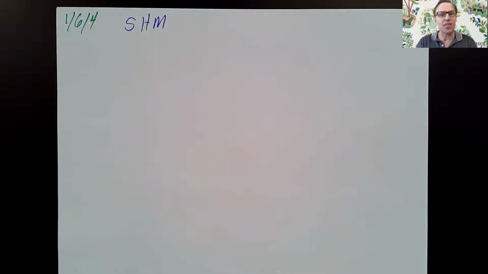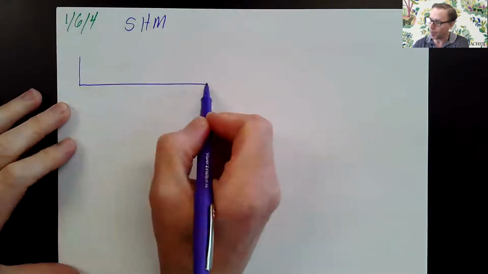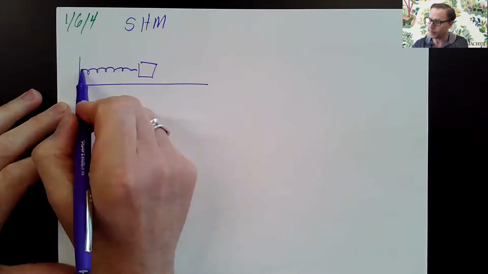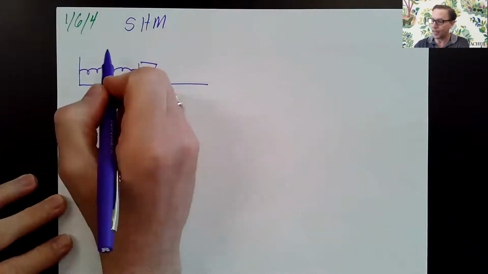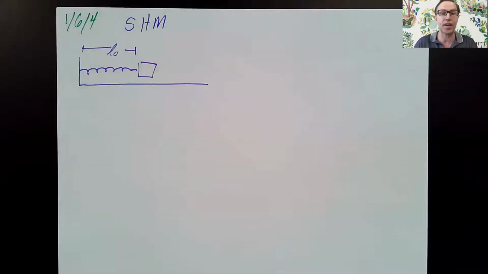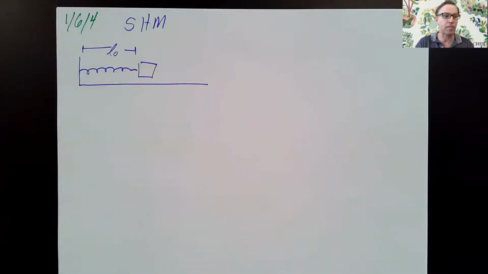Simple harmonic motion is the back and forth motion that a simple harmonic oscillator has. There are a couple of different ways of thinking about that. We could have a block attached to a spring, and if this is L naught, the natural length of the spring, then the block would sit here at rest and remain at rest forever, because the net force acting on the block is 0.